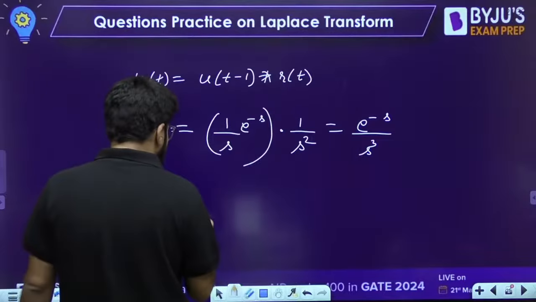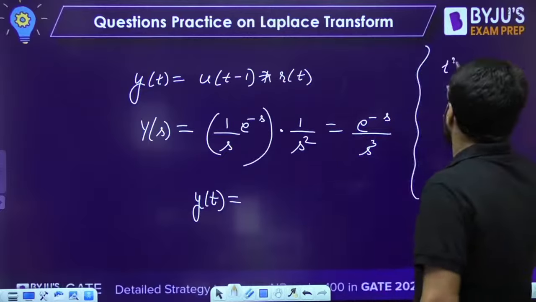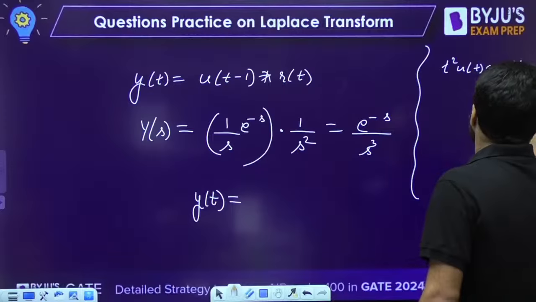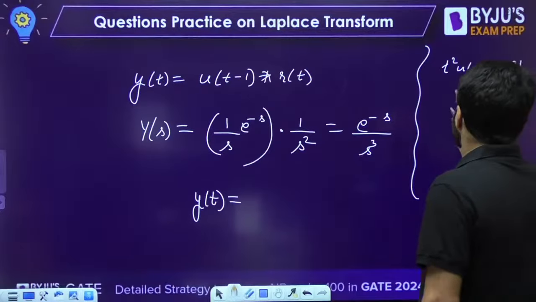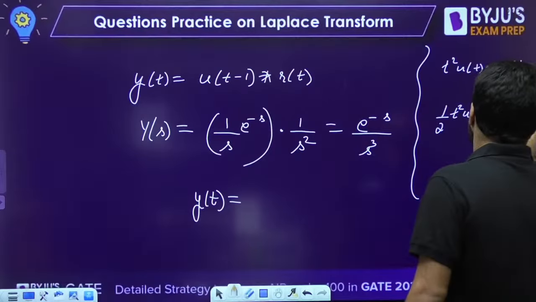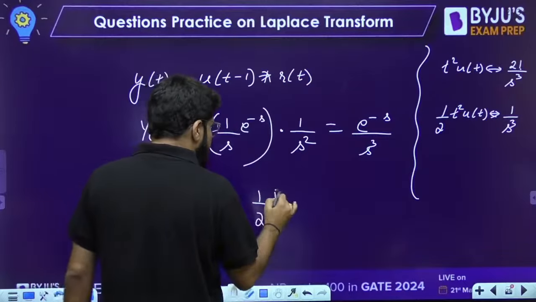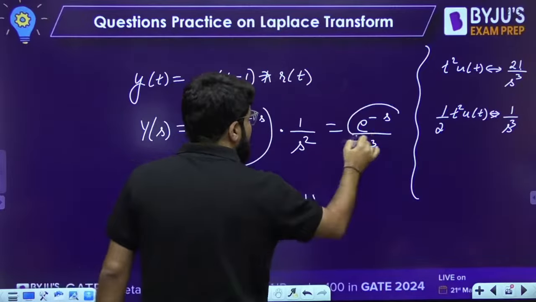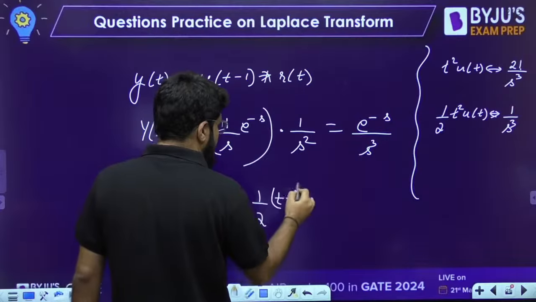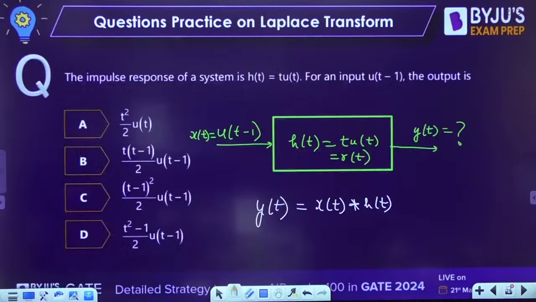So what should be y(t)? Where does 1 upon s cube come from? Recall that t square u(t) has the Laplace transform 2 factorial by s power 2 plus 1, that is 2 by s cube. So divide by 2 on the left side: half t square u(t) has the Laplace transform 1 by s cube. But I have e to the power minus s also, so I should time shift by 1. So half of t minus 1 whole square, u(t minus 1).